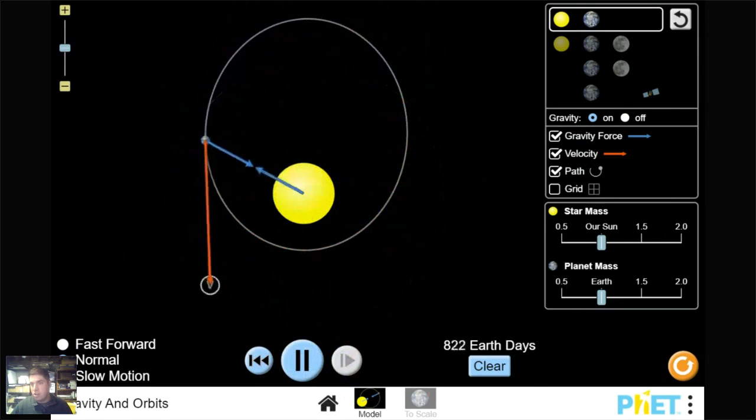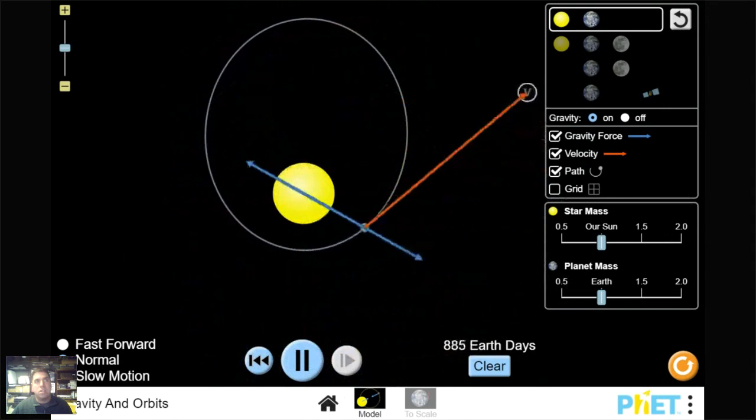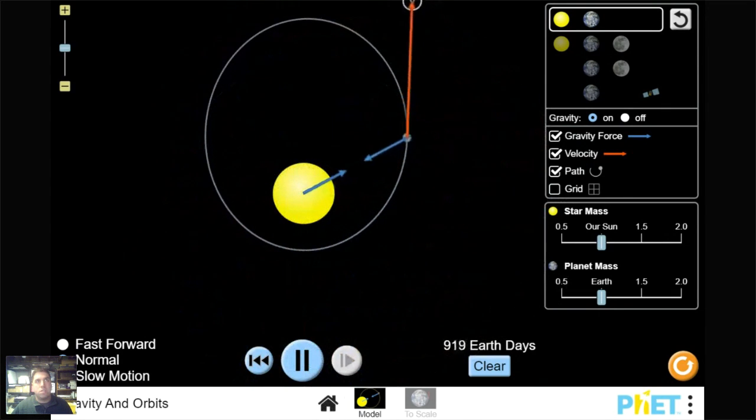Also, we're not in a circle. But even here, you can kind of see there is some part of this force, the blue arrow, that is pointing towards the center of our circle, or is perpendicular to our velocity. That's why we have it changing direction.